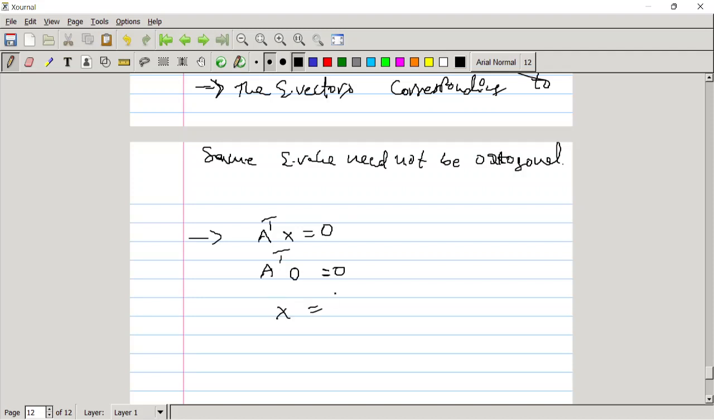Suppose X equals some x1, x2, and so on, xn. Here the matrix will be given. Then you just solve the equations. You will get some values for x in that vector. If you get zeros for every value, then it will be the trivial one only. You should try for non-trivial. That means you should get some non-zero value for at least one entry.